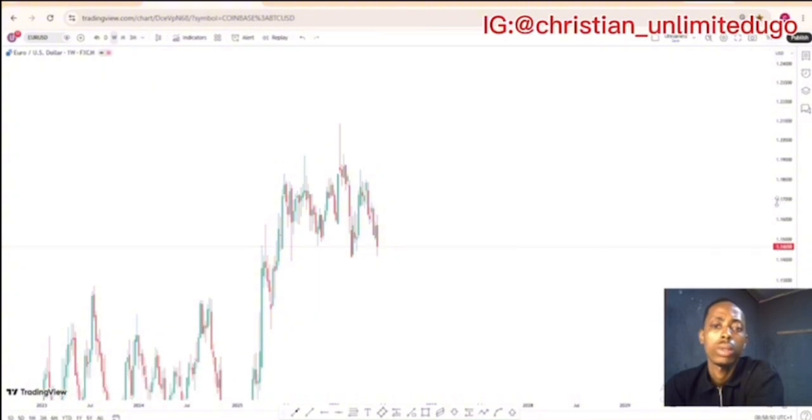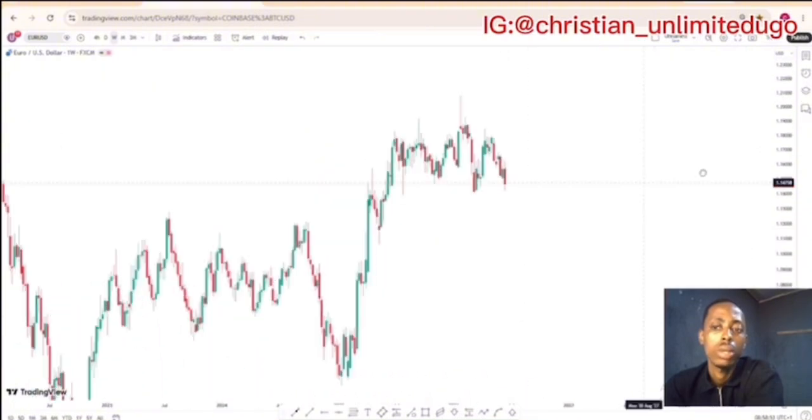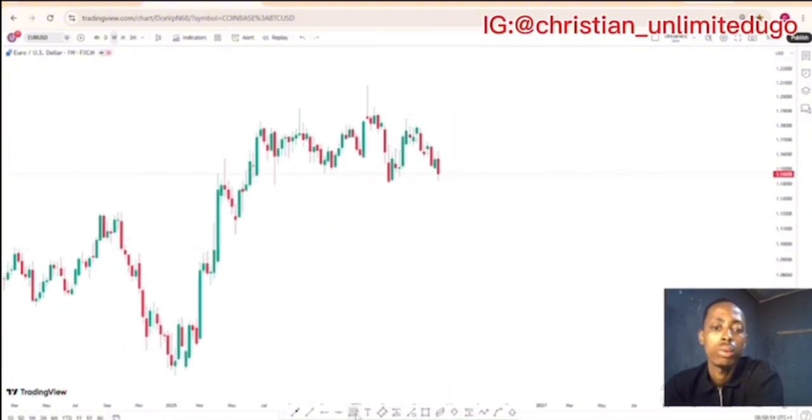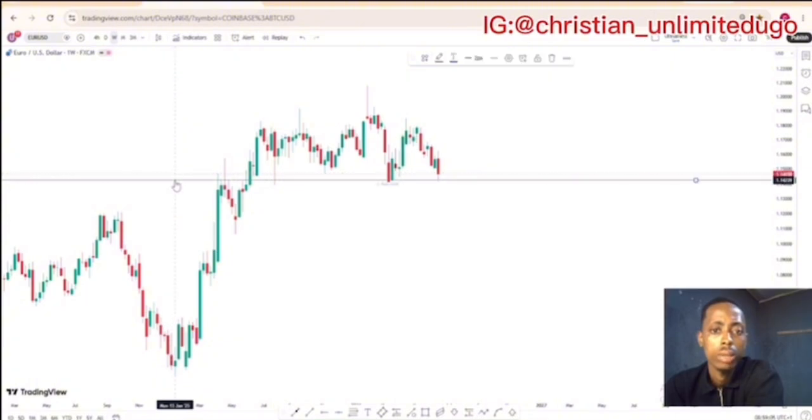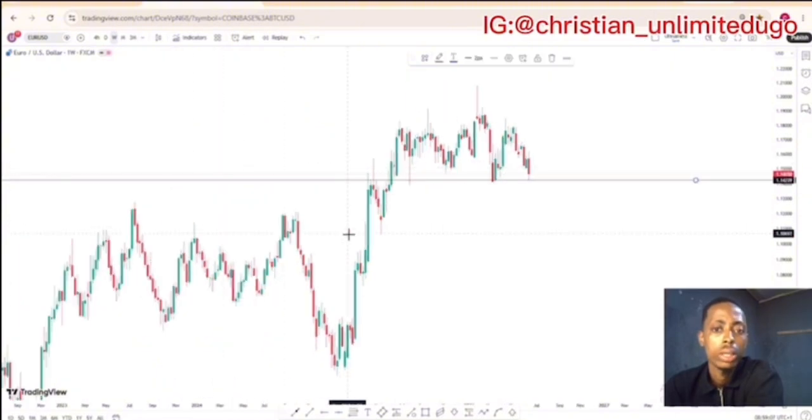Weekly time frame. As we do it, weekly time frame, we use our horizontal bar to mark out the measure low created. I think I'm going to put it around this level. Measure low created and the measure high created. I think it should be this level. Let me bring it down to this level.